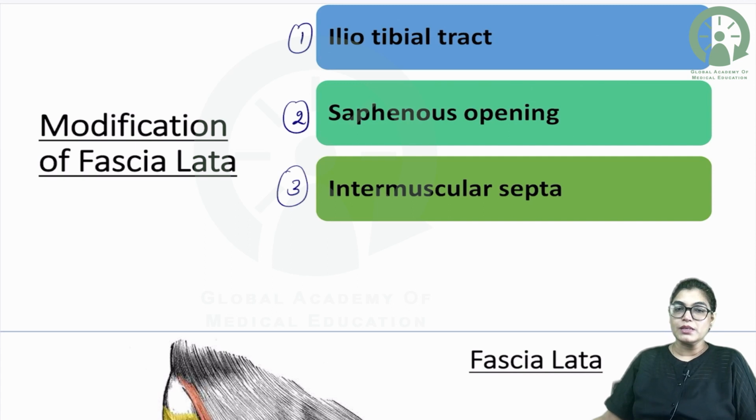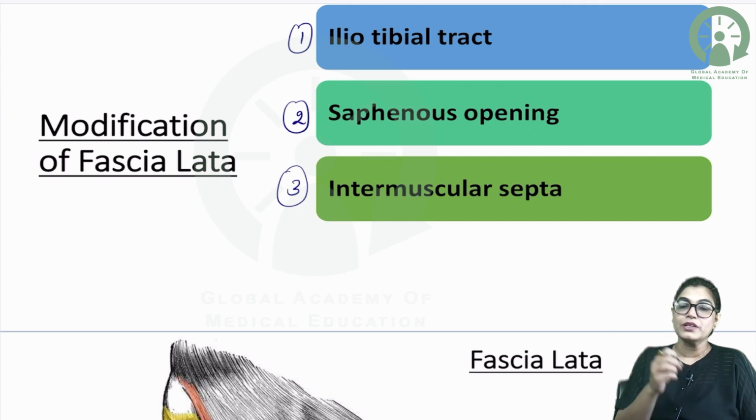What are intermuscular septa? They divide the compartments of the thigh. The intermuscular septa, which are a modification of deep fascia, form three compartments in the thigh: the anterior, the posterior and the medial compartment. The saphenous opening is an oval opening covered by cribriform fascia, through which the great saphenous vein passes and drains into the femoral vein.